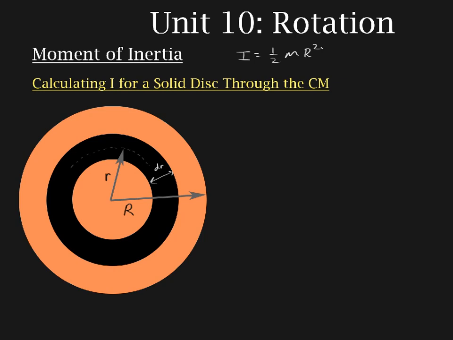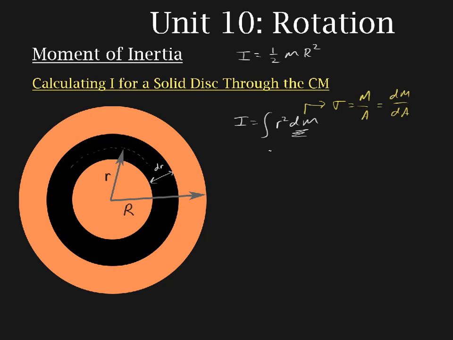So let's start by setting up the problem using our definition. I is equal to the integral of r squared dm. And remember before that the key step is taking a dm and turning it into a dl, a dA, or even a dV for volume. So we do that by writing sigma is equal to m/A, and in the limit we end up with dm = sigma dA.